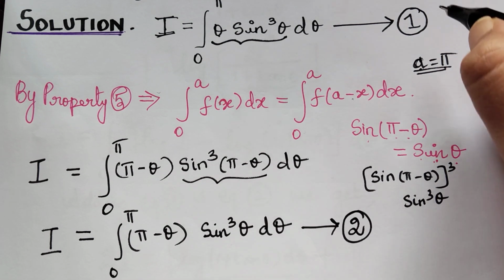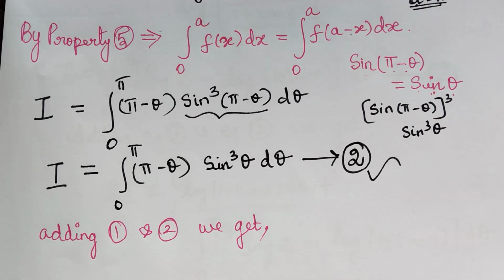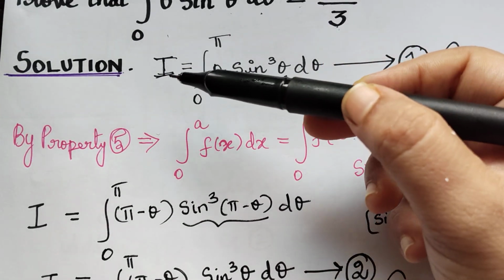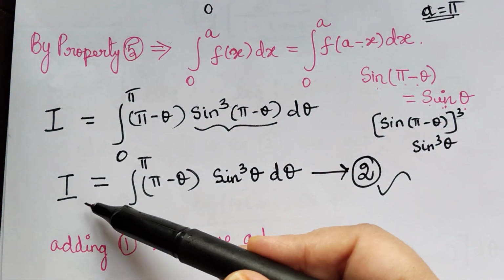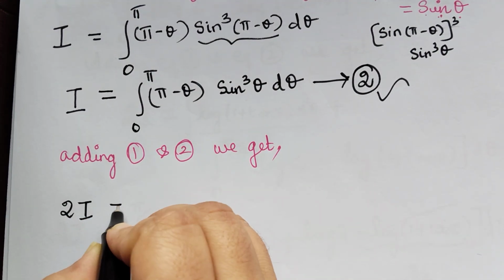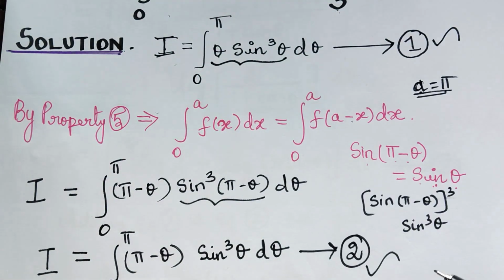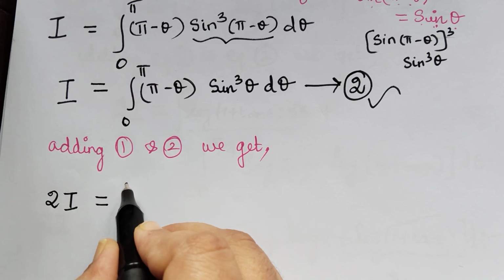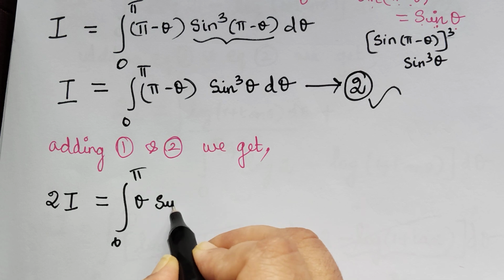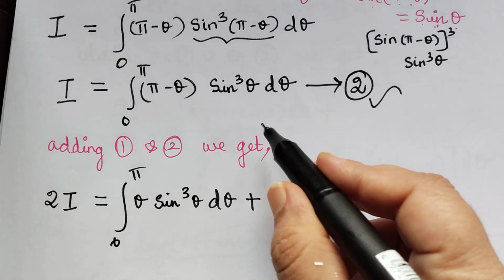Next what we will do? We will be adding equation 1 and equation 2. So adding the left hand side of equation 1 and equation 2, here we have I, and on the left here we have I again. So it is 2I. On the right, what is the right hand side of equation 1? This. So that integral we have to write. Let me write that: integral 0 to pi theta sine cube theta d theta, plus the right hand side of equation 2.